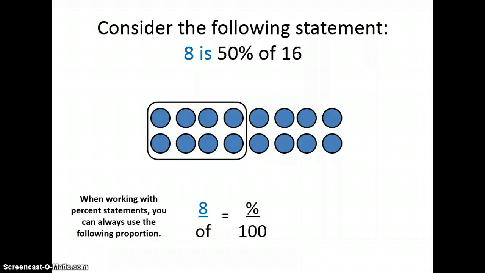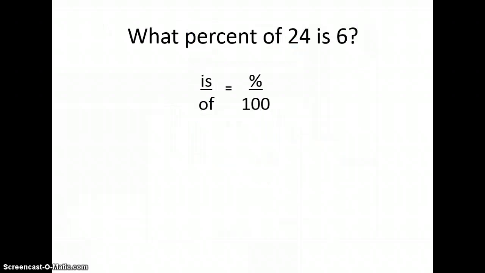So "8 is": I can put this 8, since it comes with the "is", where I put that 8 in my proportion. "Of 16": I put that 16 where the "of" is in my proportion. 50%, the percent goes where I put the percent symbol in my basic standard proportion, out of 100. And I can tell again that they're equivalent ratios.